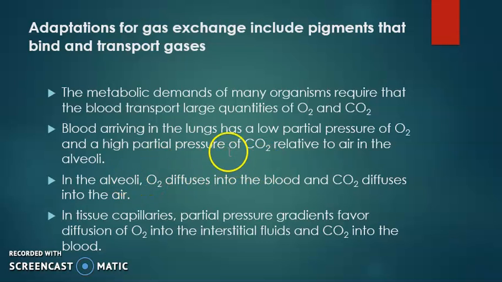Blood arriving in the lungs has a low partial pressure of oxygen and a high partial pressure of carbon dioxide relative to the air in the alveoli. In the alveoli, oxygen diffuses into the blood and carbon dioxide diffuses into the air. Then exhalation takes place and the cycle continues. In tissue capillaries, the partial pressure gradient, as we have seen in the previous diagram of alveoli, moves the gases in both directions.